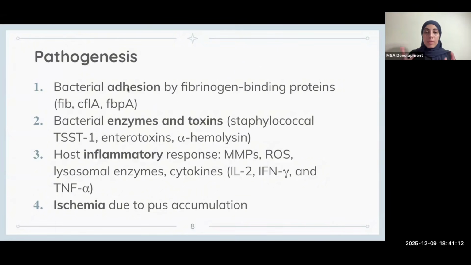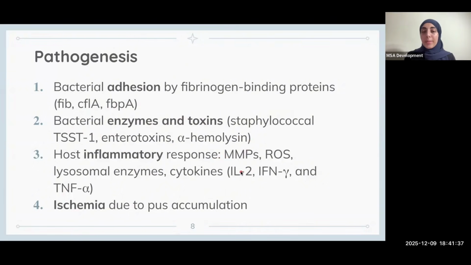All of this fluid and pus fills the pressure inside the joint, leading to ischemia. And when there's ischemia inside the joint due to the pus accumulation, this is what gives the very severe pain, okay? So bacteria adheres to the joint surface, there's enzymes and toxins being released, there's an inflammation, and ischemia due to the pus. Do you need to know all of these things that are written here?